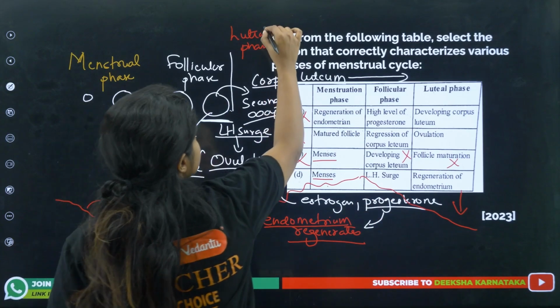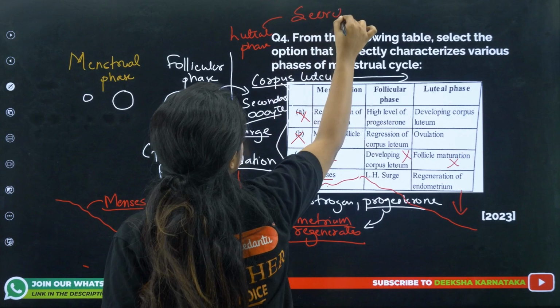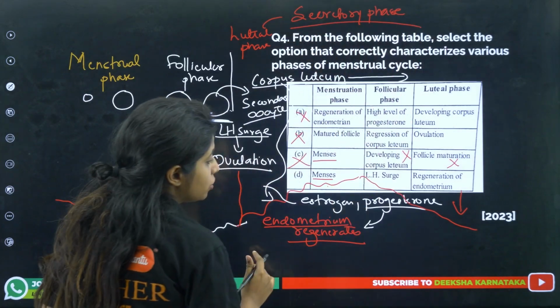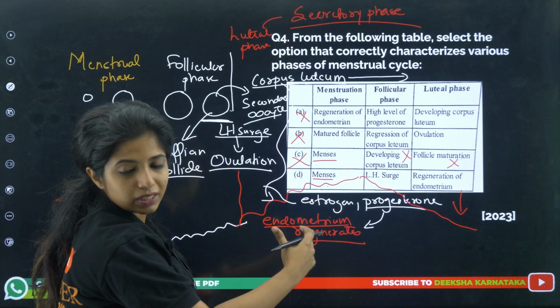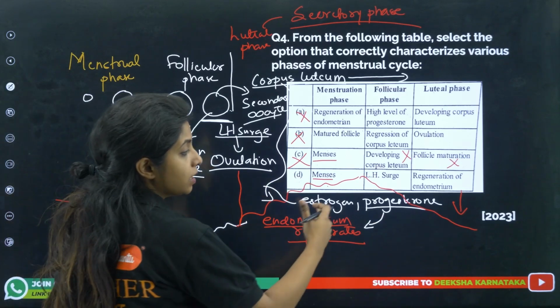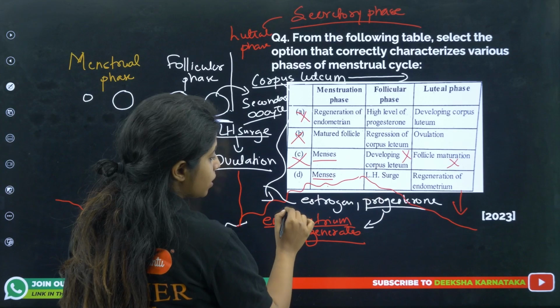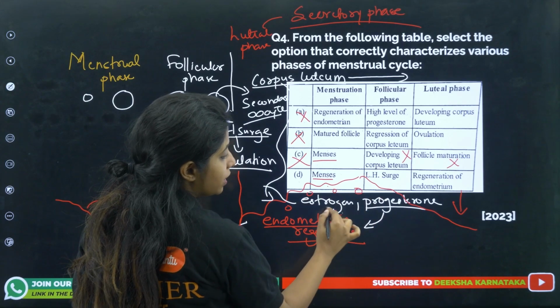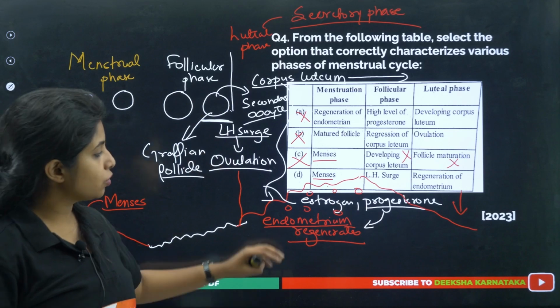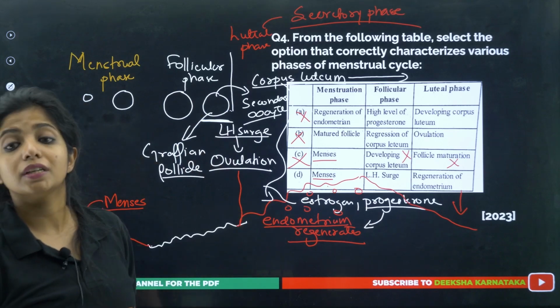Now, luteal phase is also known as secretory phase. Why, children? Because as the endometrium regenerates, under the effect of progesterone, enzymes and other things are also being secreted, such as glycogen, which will provide the energy source later on. There are so many secretions happening over here, which is why it is known as secretory phase.